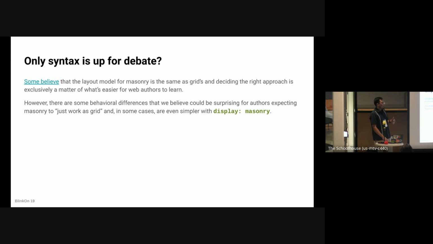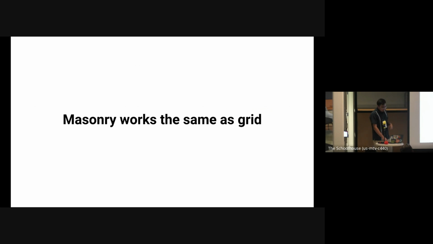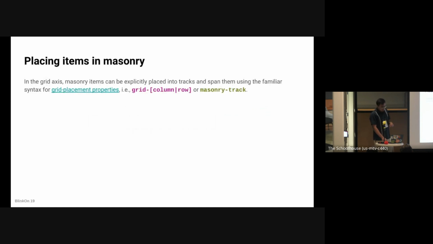And even some scenarios with masonry would be simplified by using a new display type. And we can argue whether that is desirable or not for authors. Some of these scenarios I will bring up later in the talk. So let's dive right into some of the specifics of how masonry works. In summary, we could say that masonry basically works the same as grid, except for basically everything. Placement is different, sizing is different, layout is different, and subgrid also works a little bit differently.